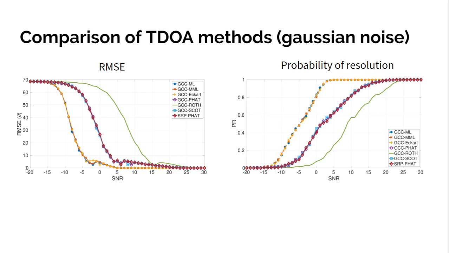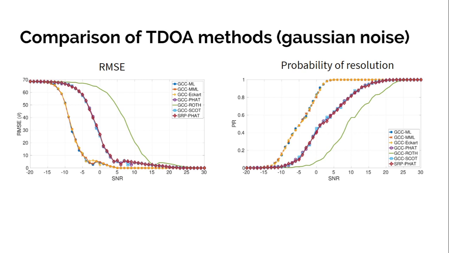Here, we actually get some interesting results, some expected results already. As expected, the Eckart, the ML, and the modified ML filters are superior to the others in terms of behavior. They converge to zero root mean squared error much quicker than the other filters. That can also be seen in the probability of resolution. It reaches PR close to 1 in a much steeper fashion.